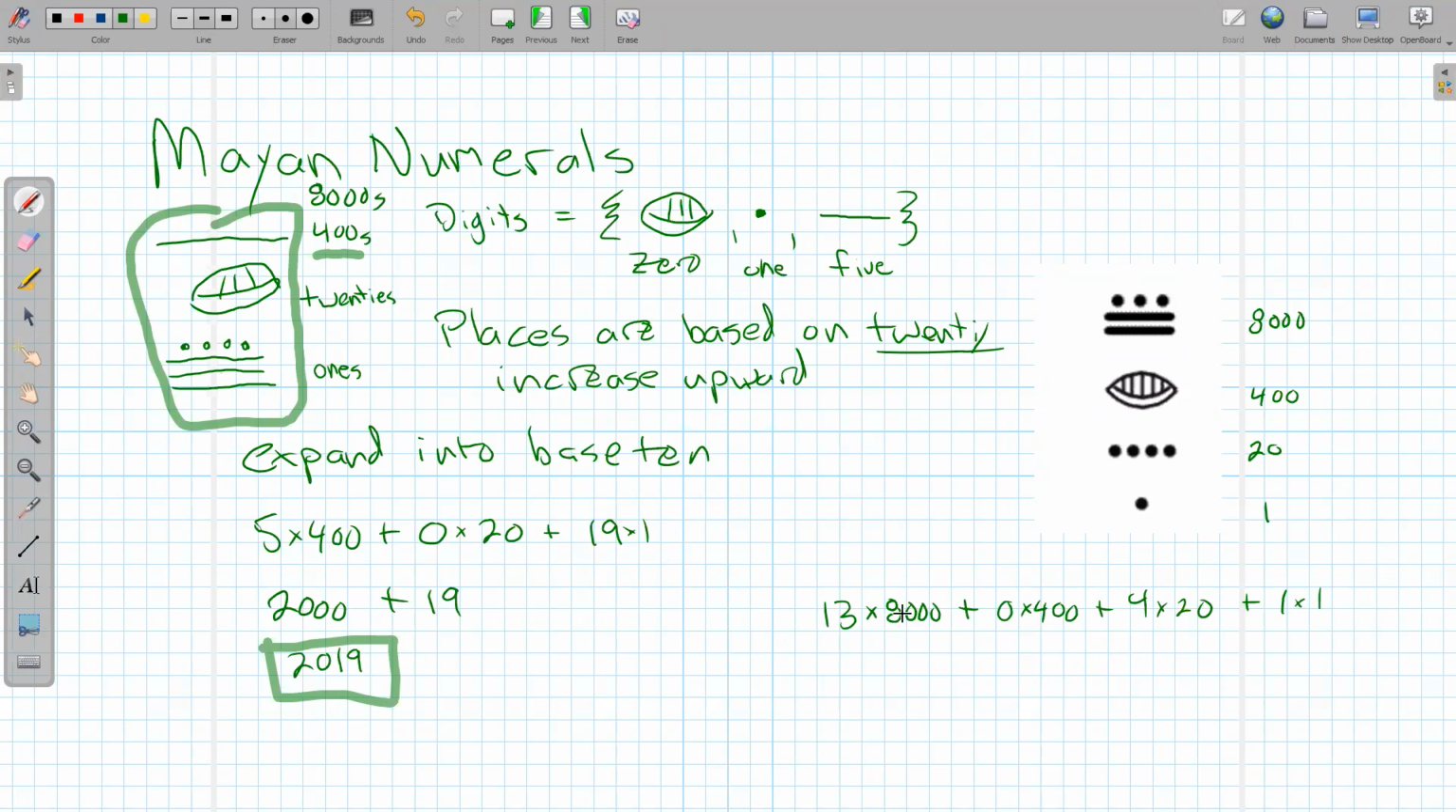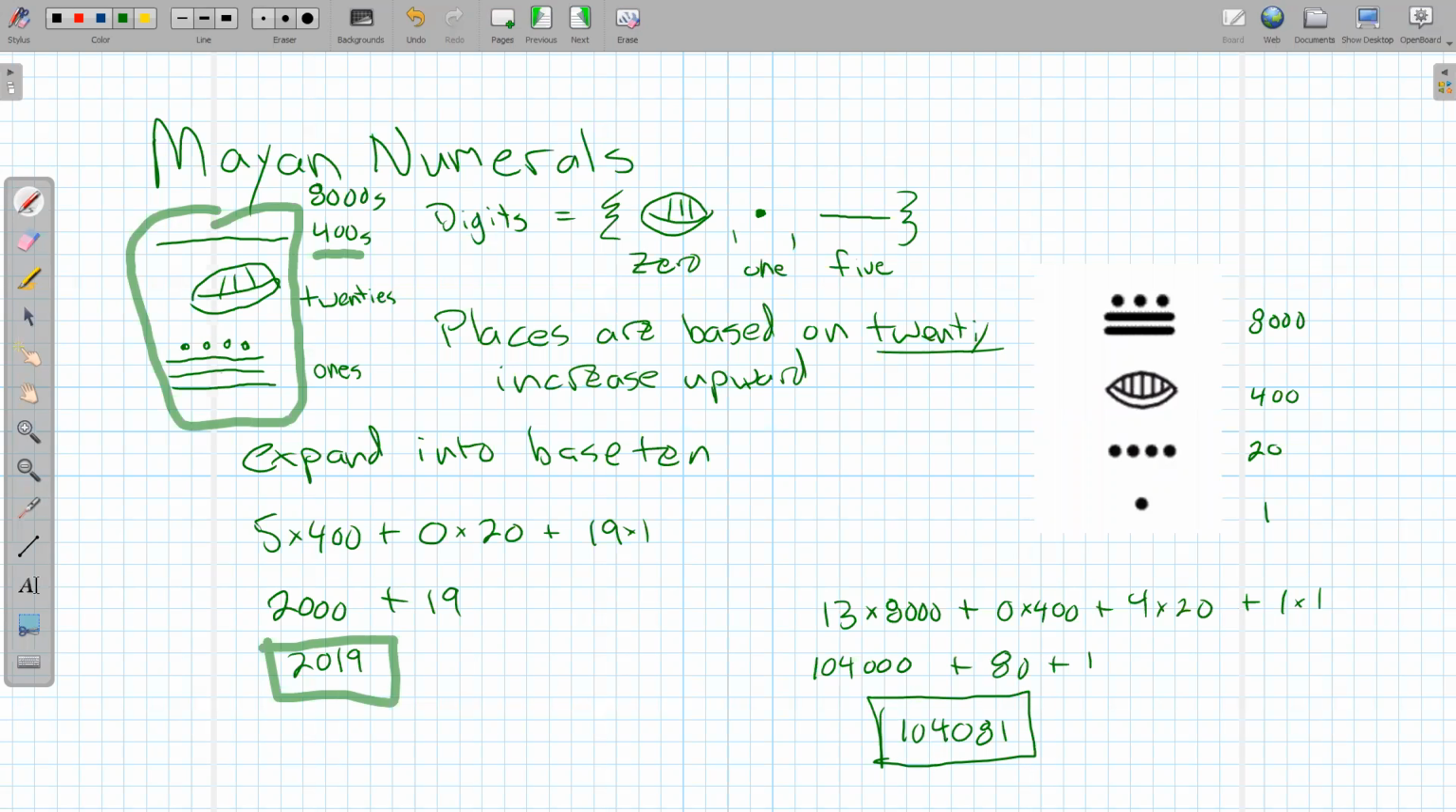All right, so let's see. A calculator would be nice here. 13 times 8,000, that would be 104,000. Can someone verify that for me with a calculator? Times 8,000, that is right, thank you. And then we've got 4 20s, which would be 80, and then 1 1. So this would be 104,081 if we're converting with the commerce version of the system.